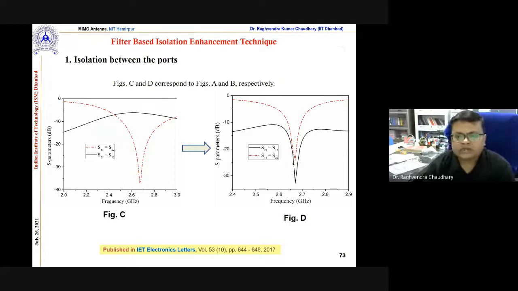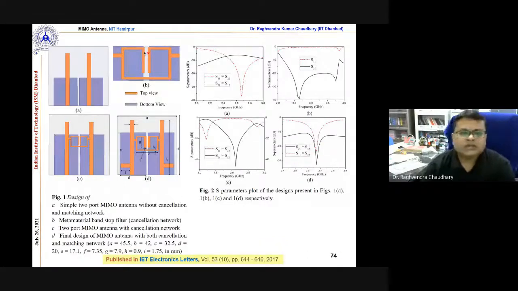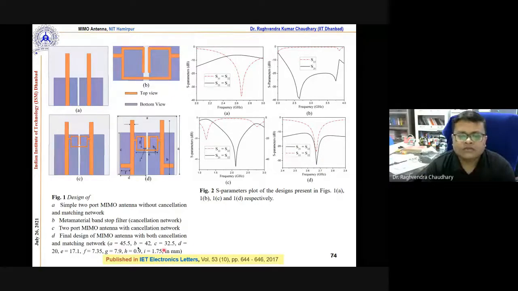This is what we developed first, our bandpass filter. You can see the response of the bandpass filter connected over here. Now when you connect this, surely its capacitance and inductance will change. So what we did actually, we used double stub matching here, and we compensated the capacitance. As soon as we compensated, we got our desired response. We published this paper in IET Electronics Letters 2017.